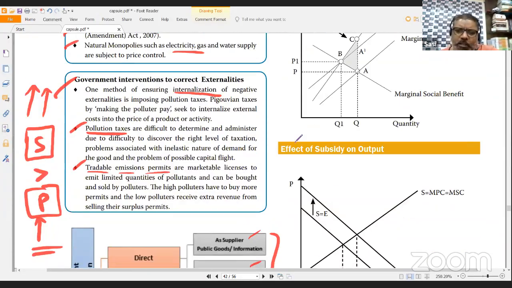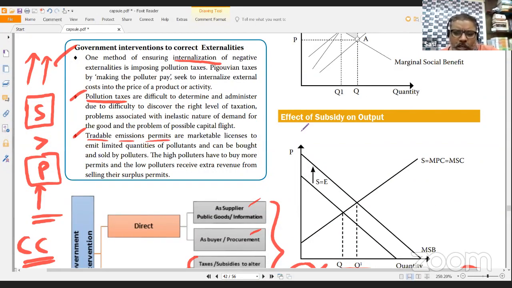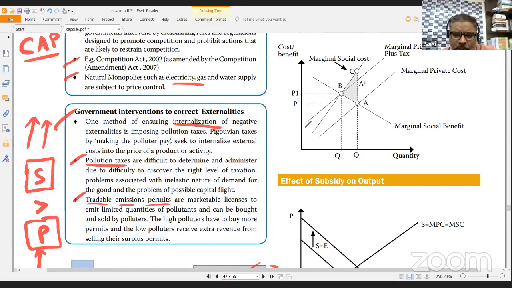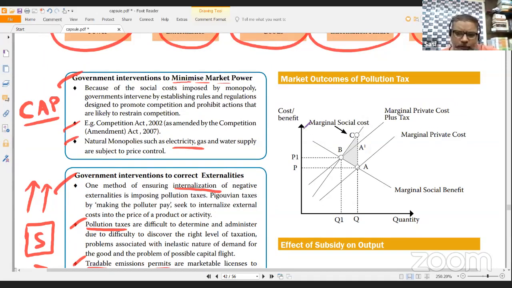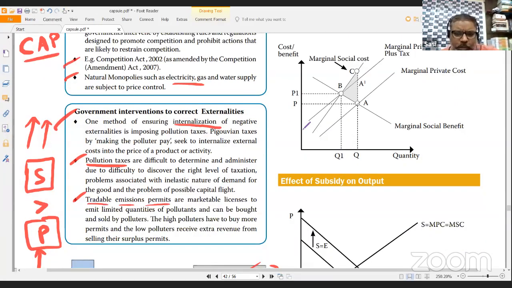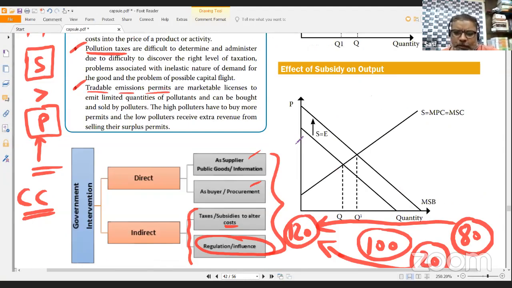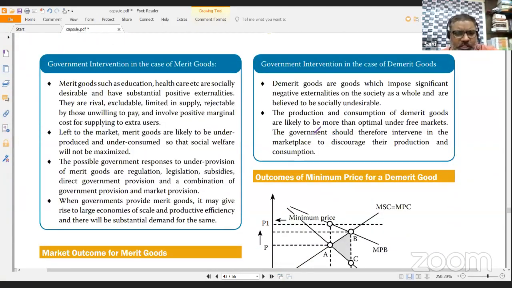Carbon credit is that number which is the allowed level of permissible pollution. If you have more carbon credits than what you exhausted by actually polluting, those carbon credits can be sold. That is what is tradable pollution permits, we can say. This is a way of correcting the externalities.